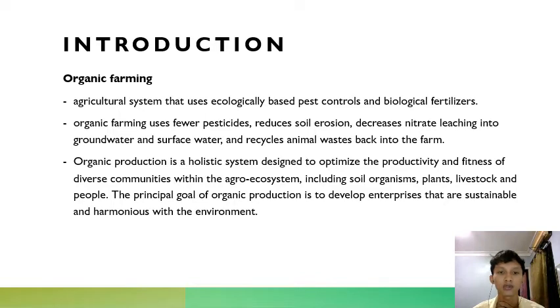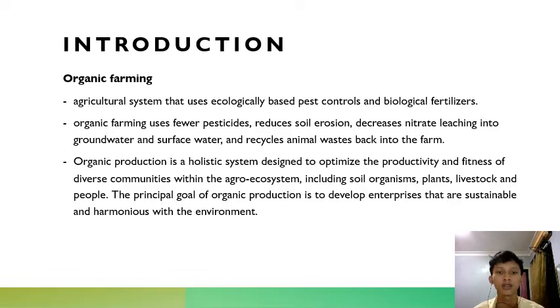Organic farming uses fewer pesticides, reduces soil erosion, decreases nitrate leaching into groundwater and surface water, and recycles animal waste back into the farm. Organic production is a holistic system designed to optimize the productivity and fitness of diverse communities within the agro-ecosystem, including soil organisms, plants, livestock, and people.